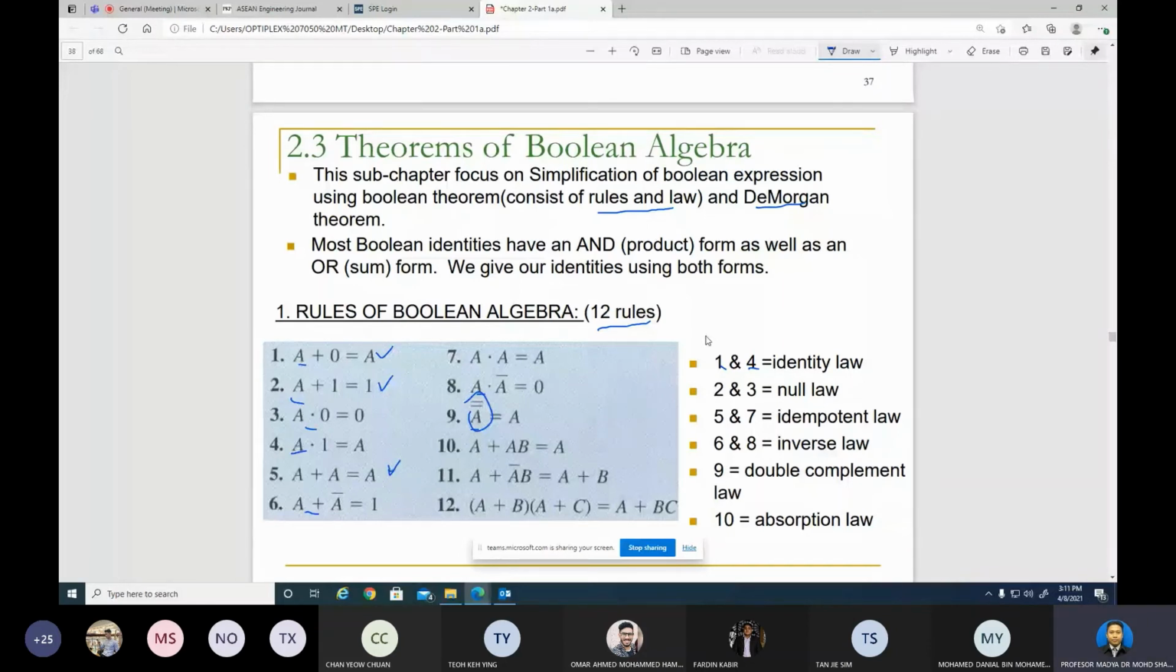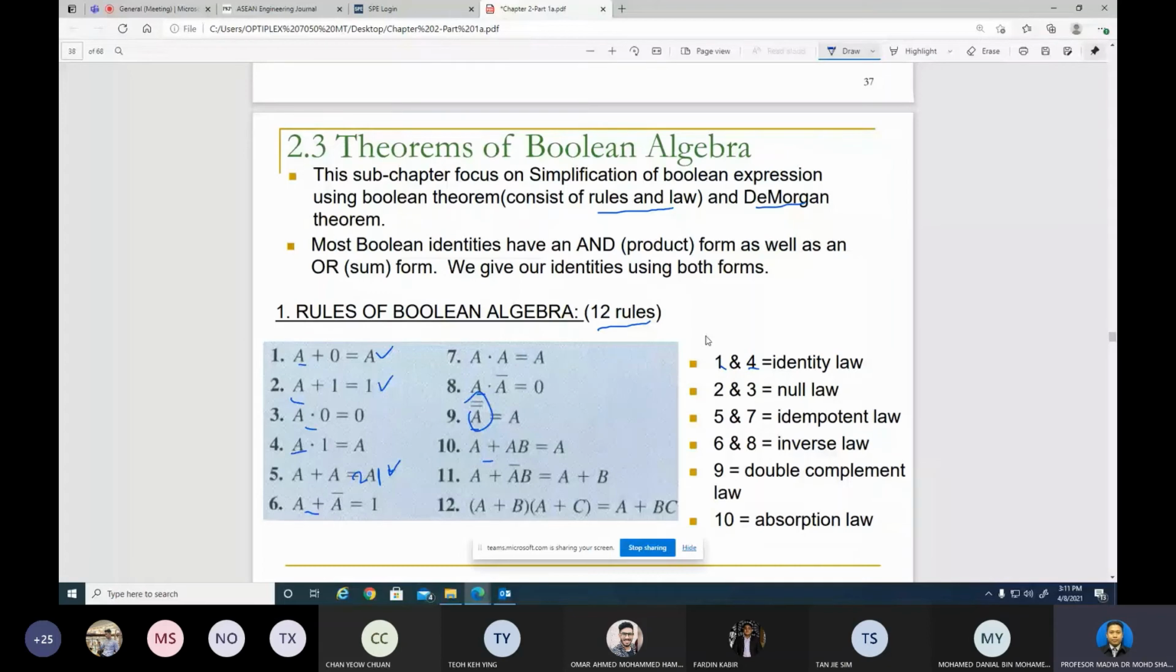For proving, for example, rule number 5, A plus A, why do we get A? Why can we not get 2A, for example? This is the rule that you have to know. And then rule number 10 is the absorption law. Absorption law means that A plus AB automatically gives us A.